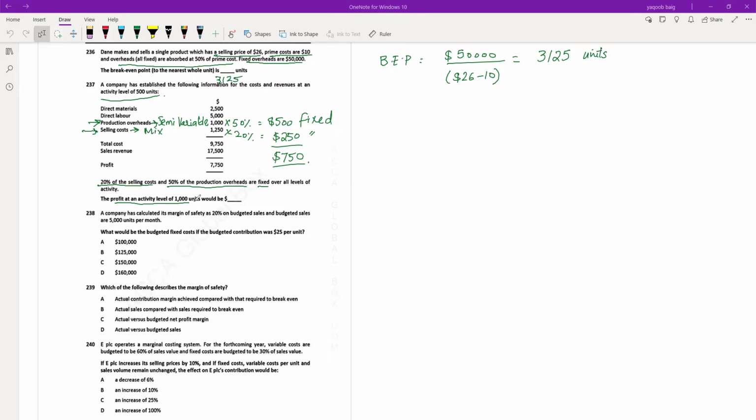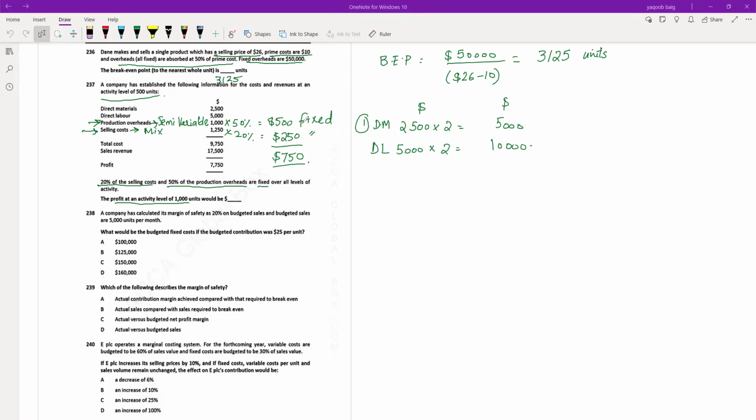To calculate profit at an activity level of 1000, we need current contribution per unit, which is determined at an activity level of 500. Direct material is 2500 at a level of 500 units, multiplied with the 2, it will be 5,000. Direct labor is 5,000 at 500 units, at 1,000 it will be double because it is a variable cost.